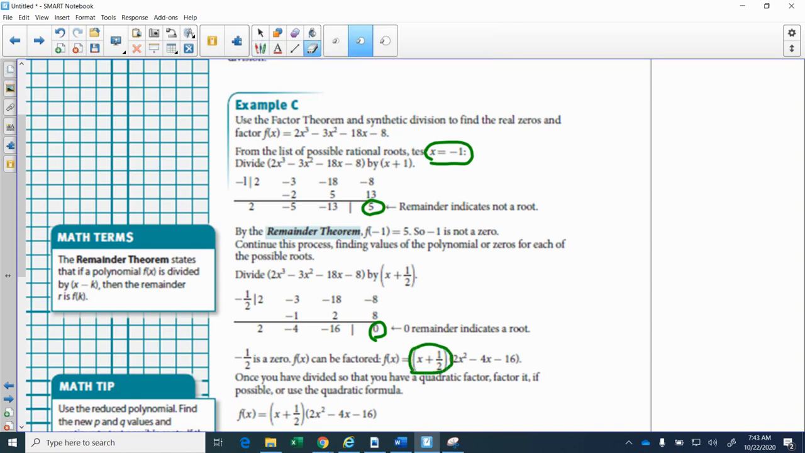The reason a lot of people enjoy this method of synthetic division, instead of just testing all of your answers, is because once you simplify it out, whatever is left over becomes your leftover equation. And sometimes that is factorable, so you don't even have to keep doing synthetic division. Sometimes you only have to do it once or twice and then continue on from there.